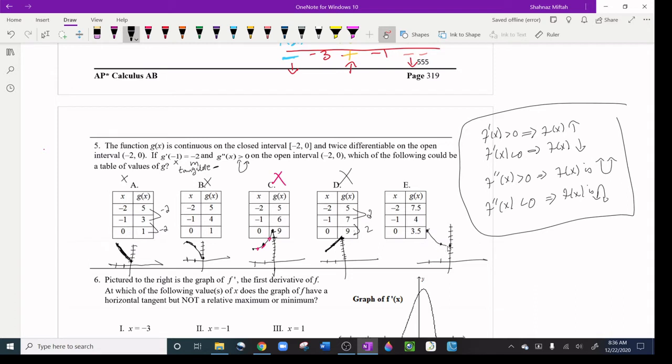So it's going to go something like this, and it's concave up, and its tangent slopes are negative. So yeah, this one works. This is concave up. That's true. Then tangent slopes, when I draw tangent lines right there, these are all tangent lines. They are negative. So that's the answer.